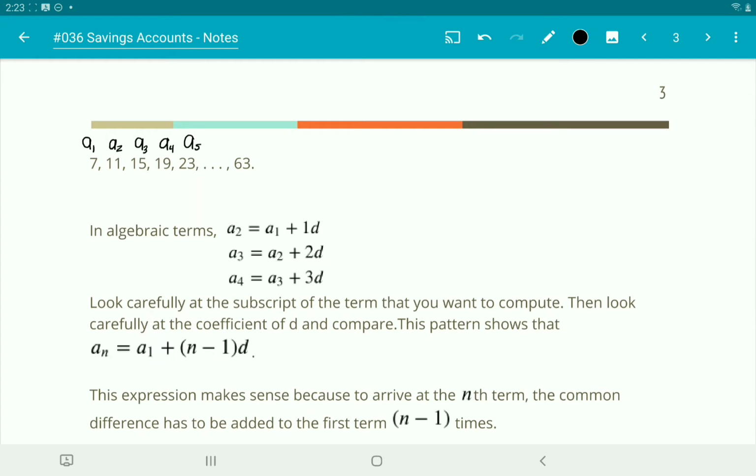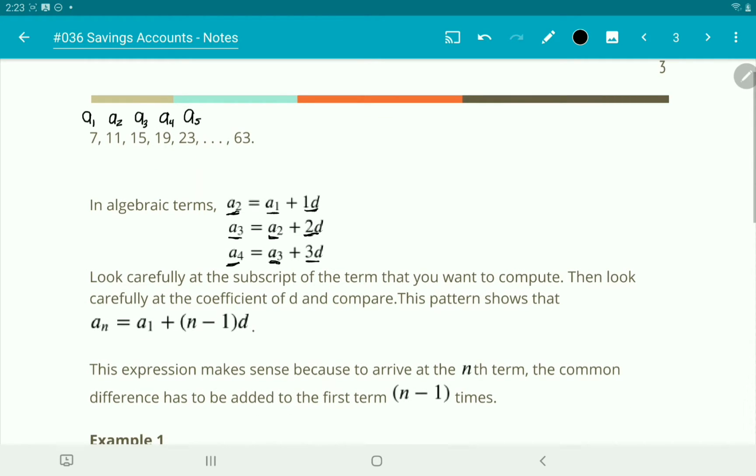So in algebraic terms here, we have that the second term is going to be equal to the first term plus the difference. The third term is going to be equal to the second term plus 2 times the difference. The fourth term is going to be the third term plus 3 times the difference.